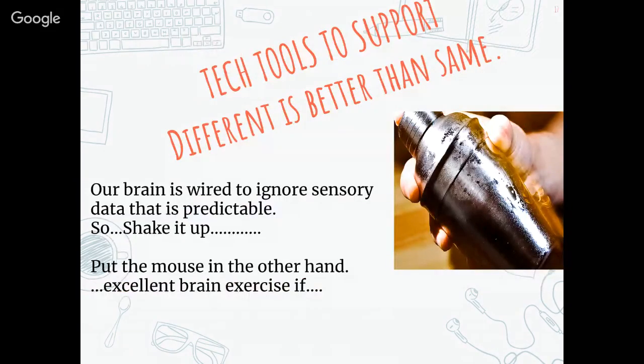So here's somebody shaking something up on the right. It's just a reminder that the research tells us that our brain is wired to ignore sensory data that is predictable. I think we've all driven to work one day and thought, wow, how did I get here? So shake it up.